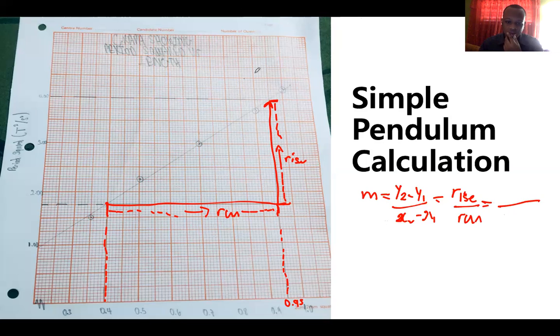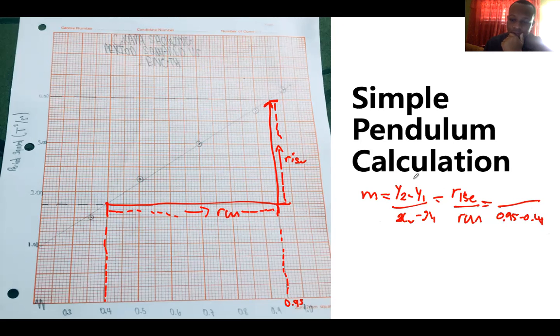What is our x2 again? This guy right here, right? So 0.95 is our x2. And what is our x1? 0.4. Right. So minus 0.4.